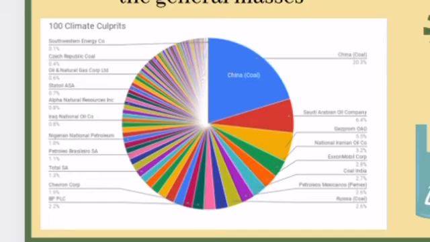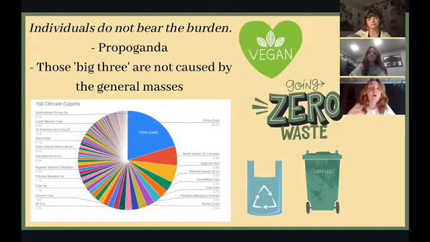When you look into the grand scheme of things, this graph is illustrating 100 climate culprits that are theorized to cause 70% of our global emissions. So when you've got only 100 companies, you can see them, they're all listed right there, that are causing an overwhelming majority of carbon in the atmosphere, it is not fair, and it's propaganda. Actually, there's a long history of these fossil fuel companies pushing this individualized propaganda to divert the attention from their own unsustainability.